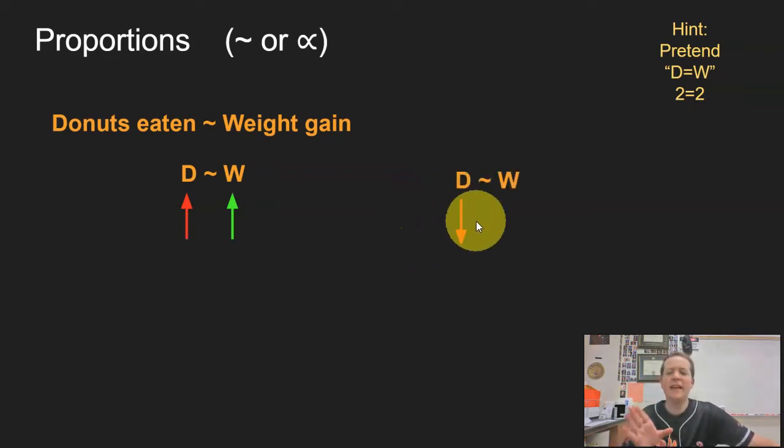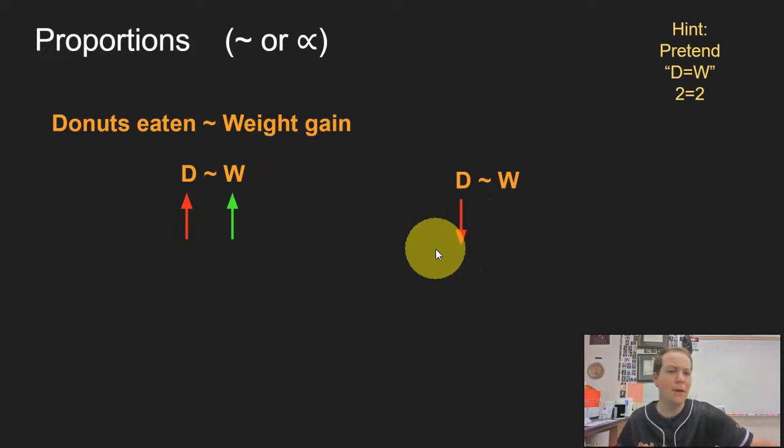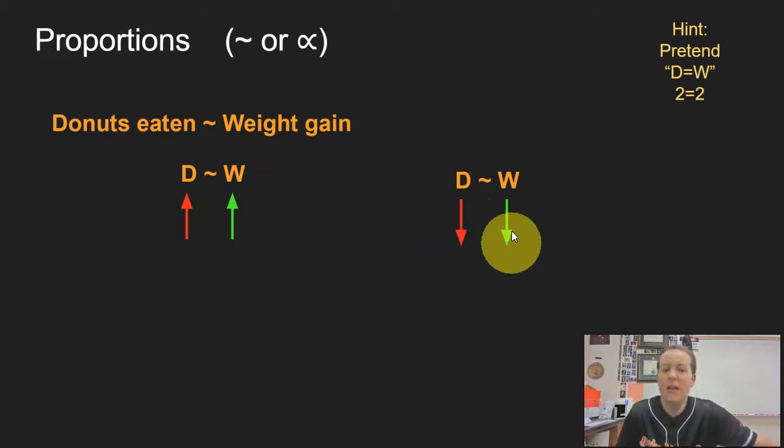All right? Now, let's say I started eating fewer donuts. What would you expect would happen to my weight? Yeah, it's not a trick question. Notice I have a similar idea. Notice the same thing happens. More donuts, more weight. Fewer donuts, less weight.